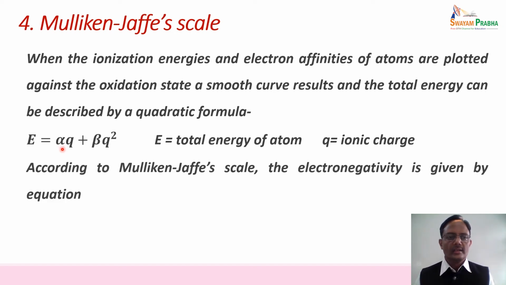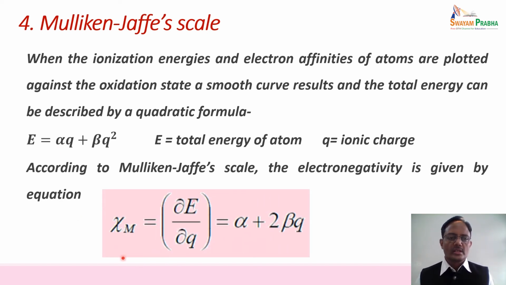According to the Mulliken-Jaffe scale, the electronegativity of any atom is given by chi m, that is the value of electronegativity on the Mulliken-Jaffe scale, equal to del E by del Q, that is the partial differentiation of this total energy with respect to the charge on the ion, which is equal to alpha plus 2 times beta into Q, taking the derivative of this. So this is the scale used by Mulliken and Jaffe.